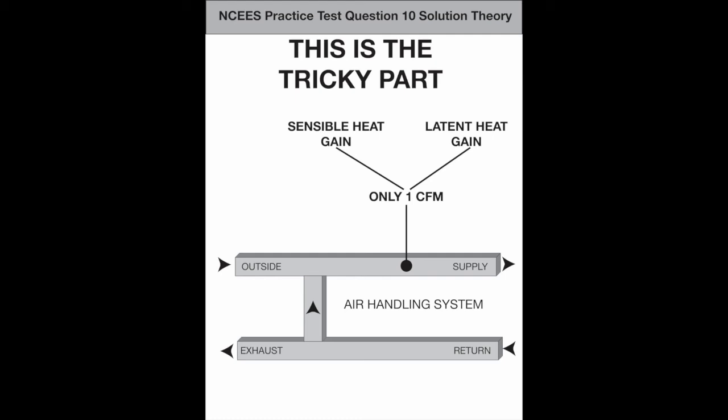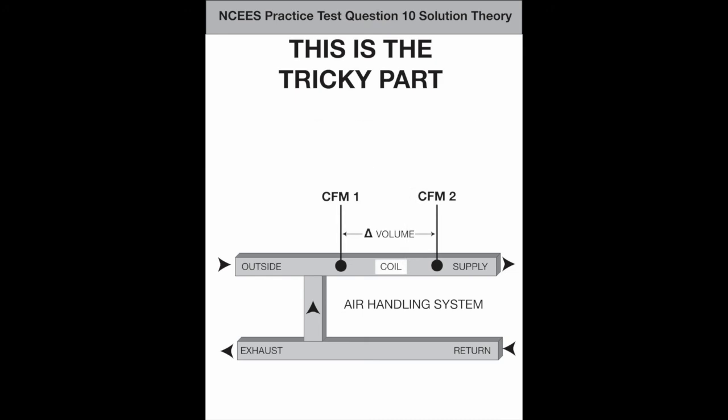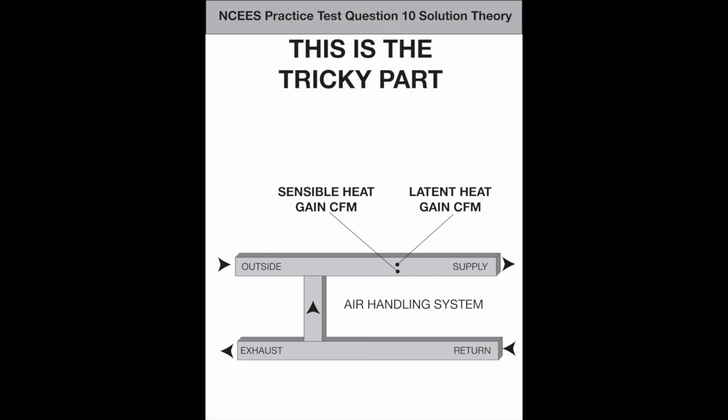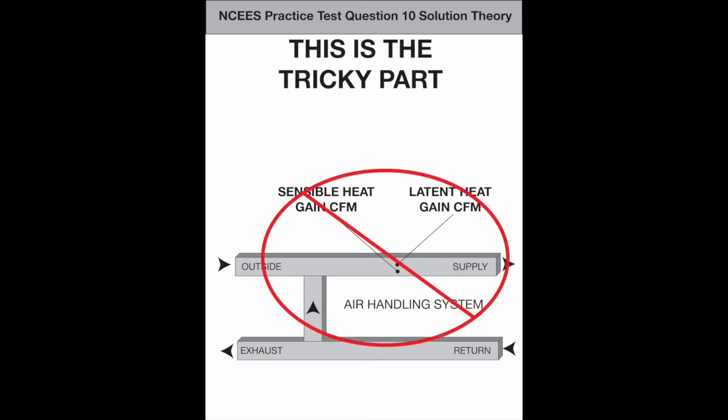An important note on this fact: there is only one CFM and one airstream when considering the types of heat gain. Remember, a single airstream, when heated or cooled, can change volumes so that one airstream may have two different CFMs at different times. But one airstream is not made up of different CFMs that are associated with different heat gains at the same time.